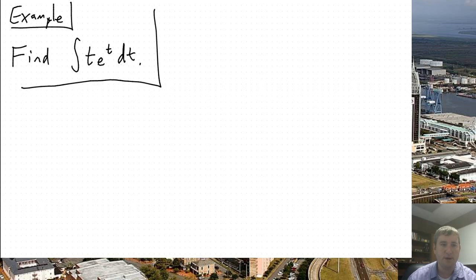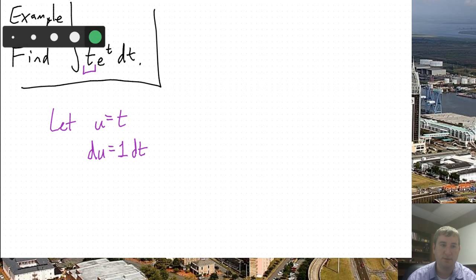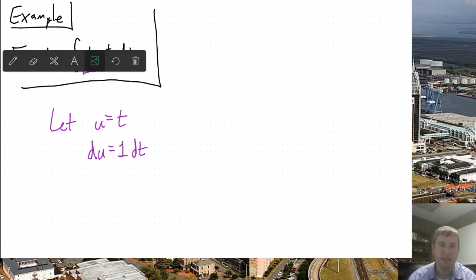Again, with integration by parts, it's all about identifying a u and a dv. The u should be something that's easy to take the derivative of, and often that's just going to be a power rule problem. So if I let my u equal the t, it's really easy to take the derivative. The derivative of t with respect to t is 1, so 1 dt, or we could just call that dt, to make it easy.